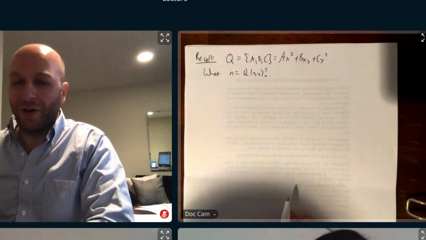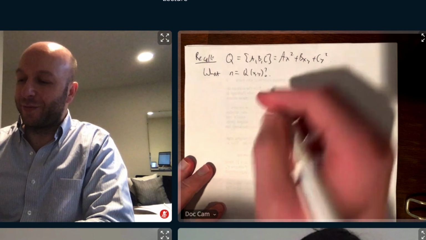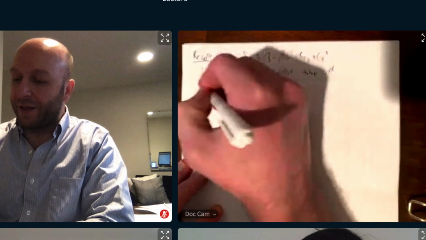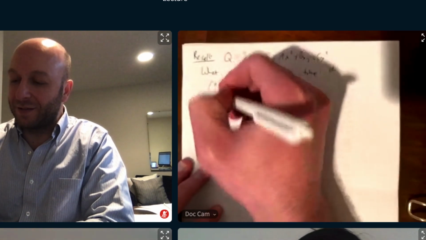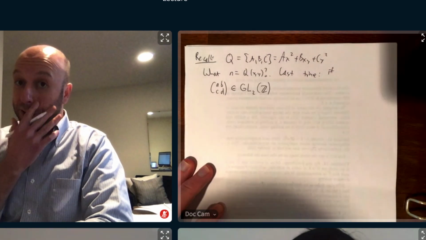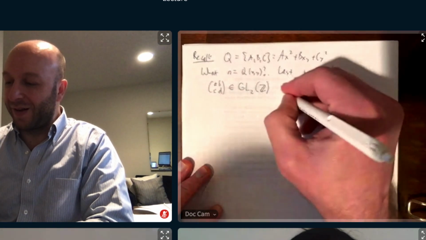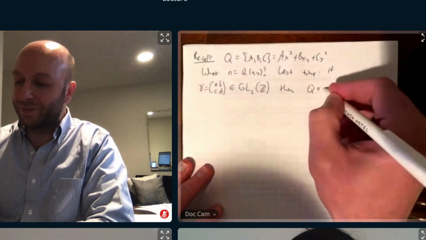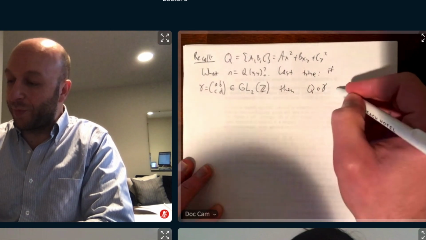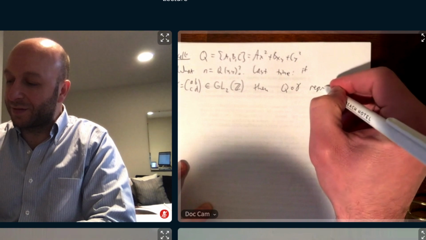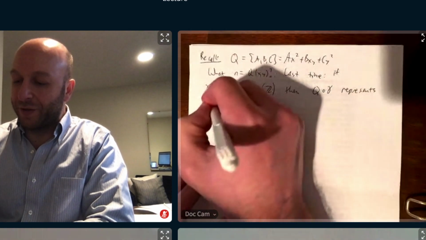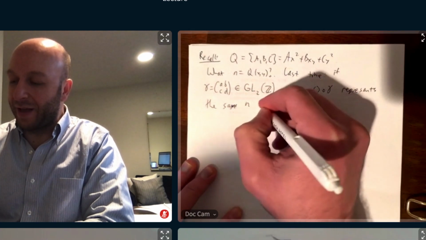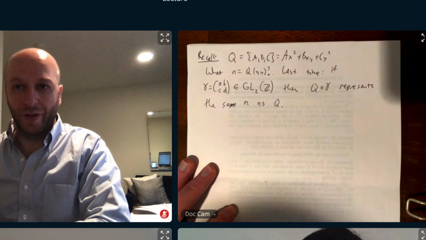And what we saw last time is you can make an invertible change of variables. So last time, if a, b, c, d, did we introduce the language of GL2 and SL2? Then Q composed with this, let's call this gamma, Q composed with gamma represents the same numbers, the same n as Q. Okay?